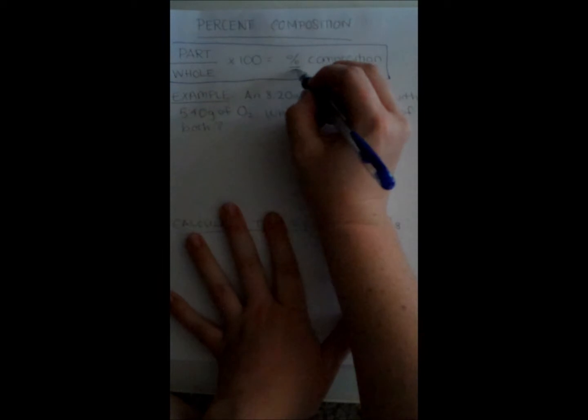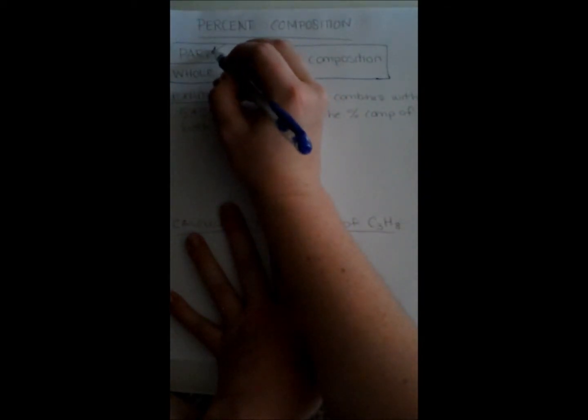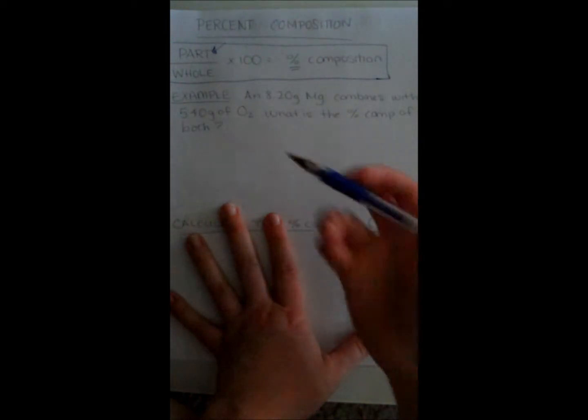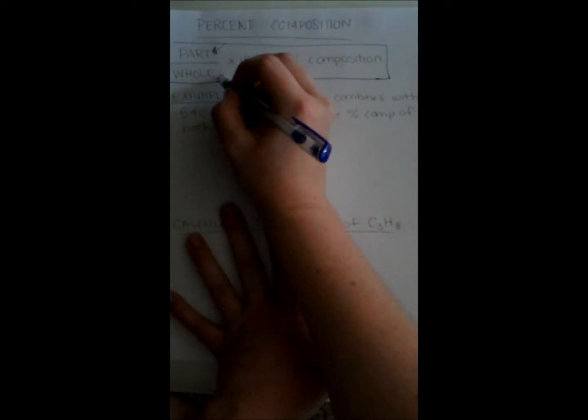In today's tutorial, we're going to look at percent composition, so have your calculator handy for these calculations. Percent composition is all about the part over whole times 100 to get that percentage. Part means whatever one you're looking at. Sometimes it will ask you for a particular element or compound, and the whole is adding up everything you have.